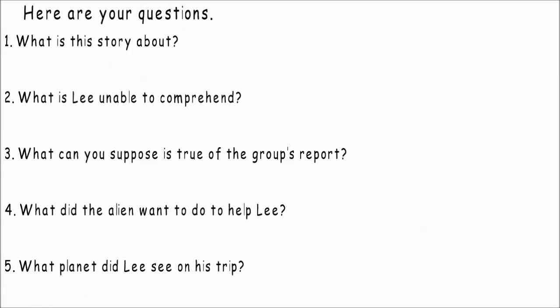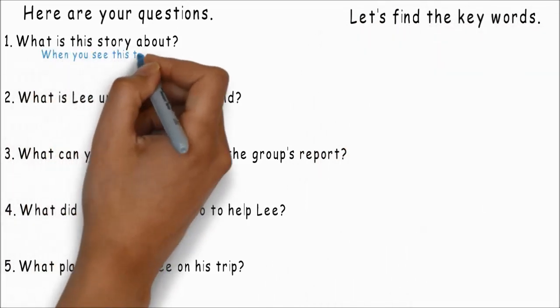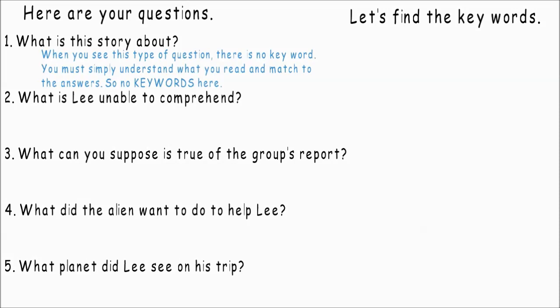Here are your questions. Let's find the key words. What is this story about? When you see this type of question, there is no keyword. You must simply understand what you read and match the answers. So no keywords here.